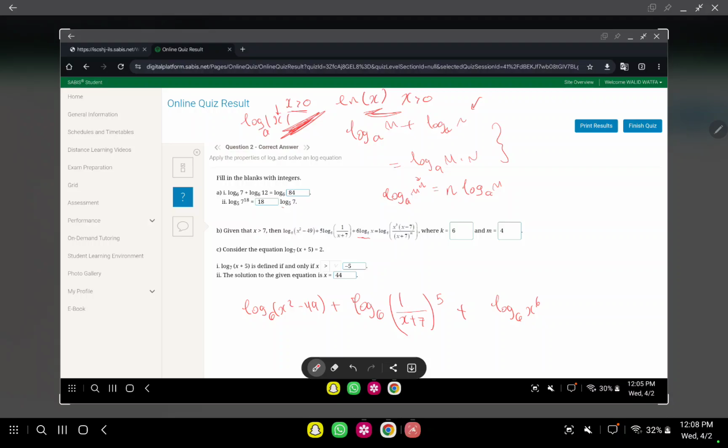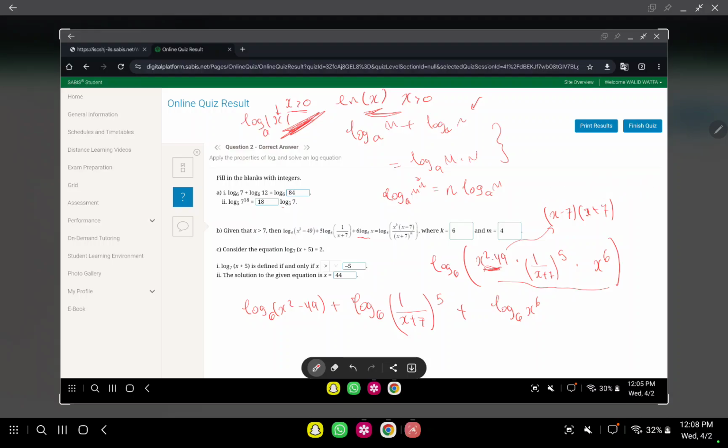Okay, now we have addition of logs, so we can rewrite all of this as one big log. So it's going to be log base 6, open up, x squared minus 49 times 1 over x plus 7, to the power of 5, times, well, just x to the power of 6, right? So let's do this. I think this is very, very easy. Everybody should be familiar with this. First of all, this is x plus 7, and this is x squared minus 49. Can't we factor x squared minus 49 to be x minus 7, x plus 7, using the rule a squared minus b squared is equal to a minus b, a plus b?